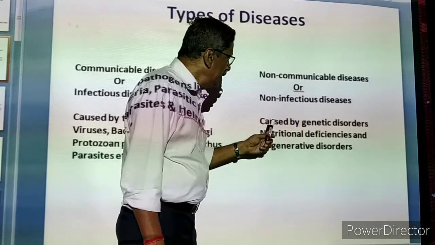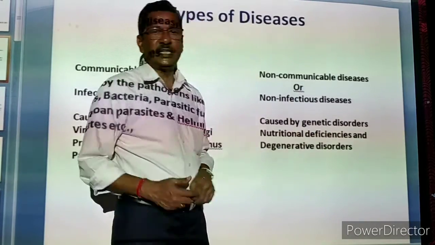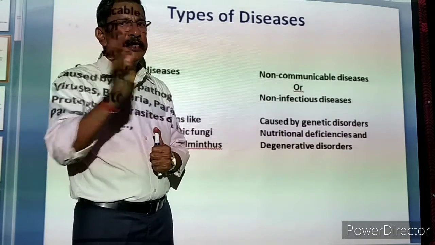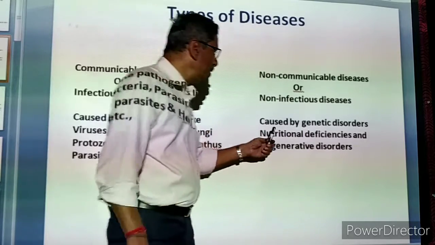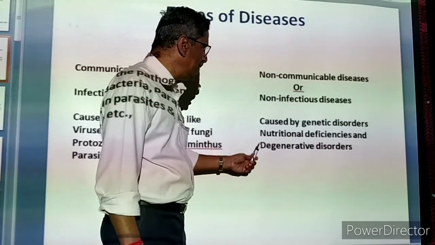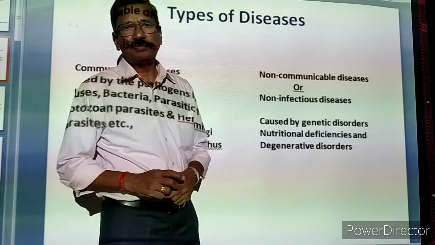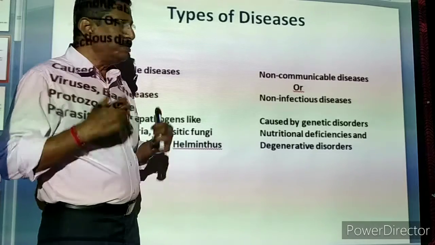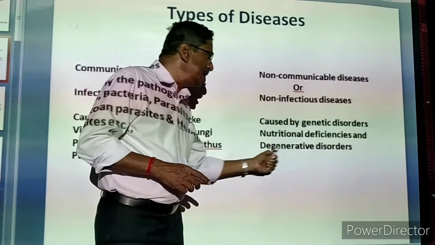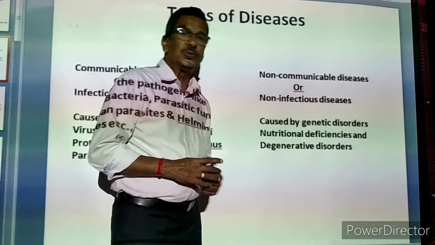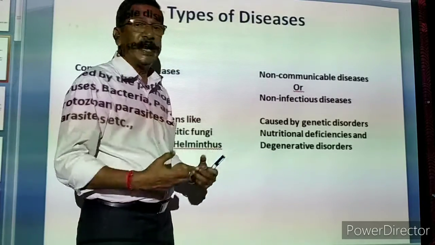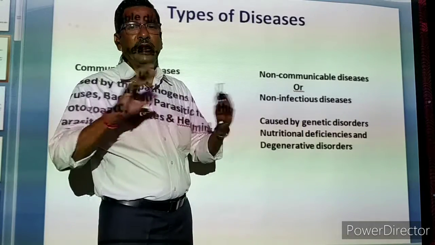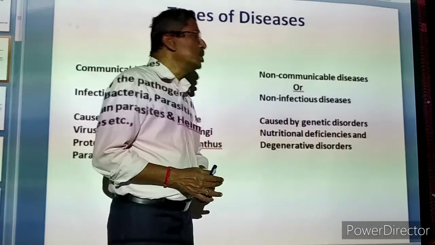Now, genetic disorder. Nutritional deficiency diseases. Suppose one child is affected by protein deficiency disease. By touching the child, others will not get. That is called nutritional deficiencies and degenerative disorders. What is the meaning of degenerative? Sometimes the brain will be affected. Sometimes the nerves will be affected. That is called degeneration of brain, degeneration of nerves, degeneration of muscles, degeneration of bones, like that. Some disorders will be there. By touching such person, we will never get the disease. That is called a non-communicable disease.